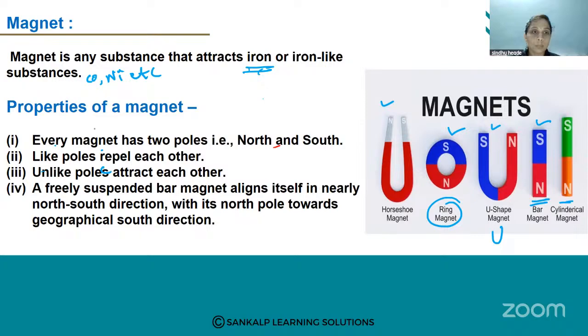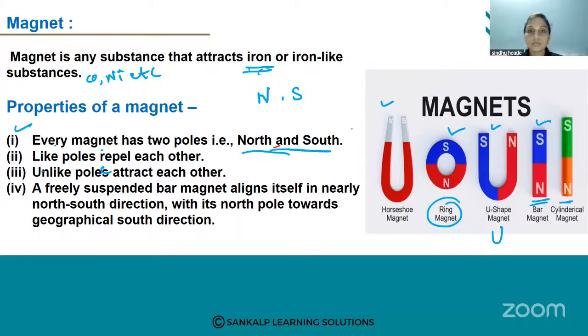See, first property, every magnet has two poles, that is north and south. Every magnet has two poles, right? Observe these pictures. Here I mentioned different types of magnets, right? All the magnets have two poles. What are those? North and south poles. It is mentioned as N and S, right? Every type of magnet has two poles, N and S. Observe these pictures. Different types of magnets have two poles.